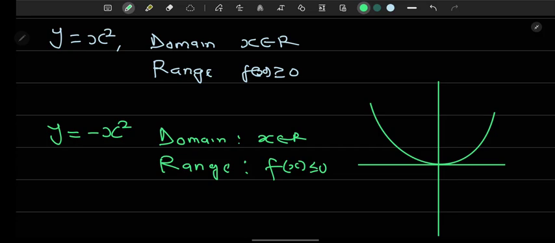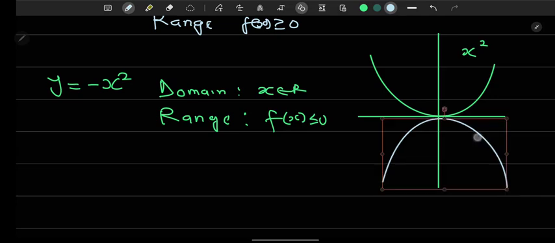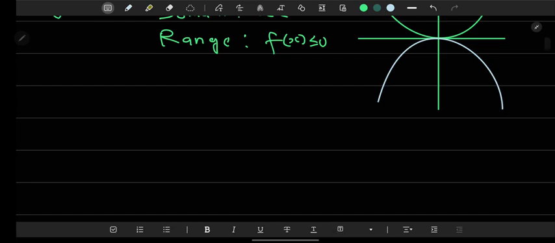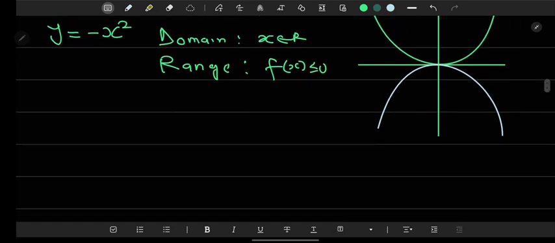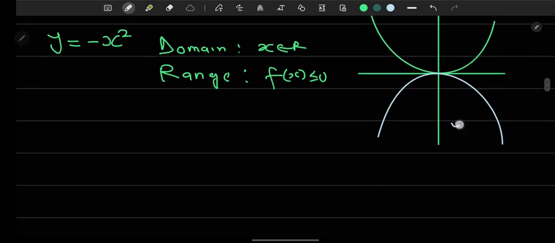Okay, so now we said this is for x squared. Now for y equals minus x squared, I told you that this will be a reflection on x-axis. So if this parabola now reflects on x-axis, then we have something like this, and this is for y equals minus x squared.